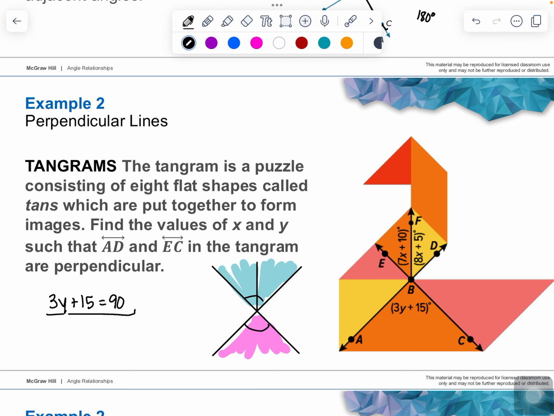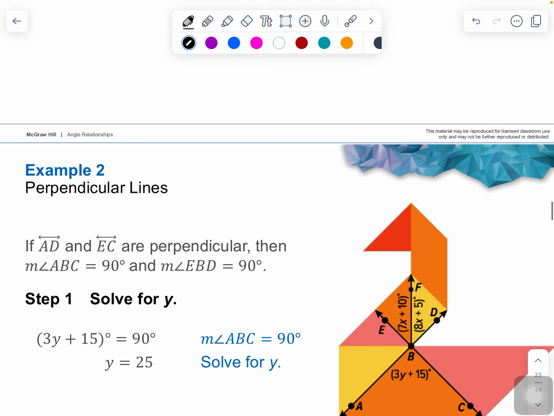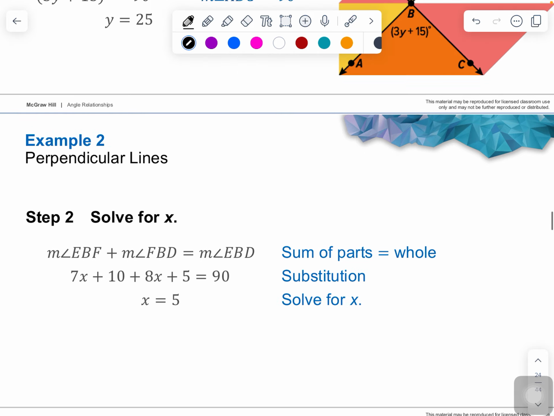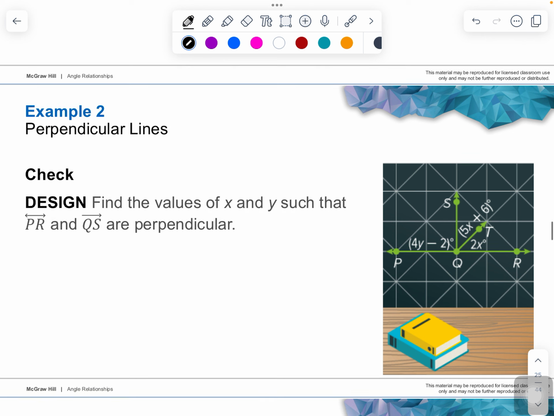Once you can solve this one, which we already know is 90, you could then say 7x plus 10 plus 8x plus 5 equals 90. And you can solve for x then also. So once you know that it is perpendicular, you can solve for all those values. So there we go. They've got that one, and they've also got this one. So now you go down and you solve this one. This is our practice.